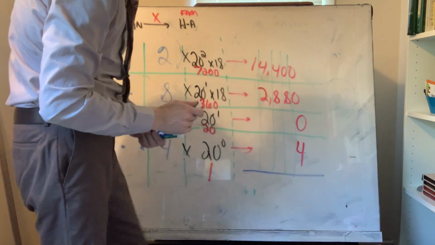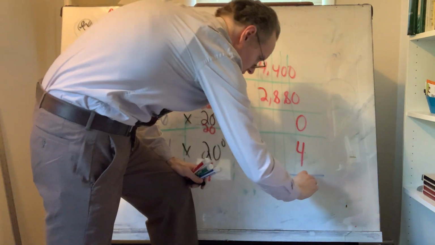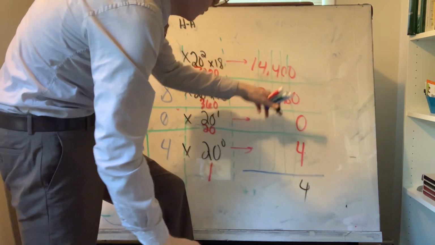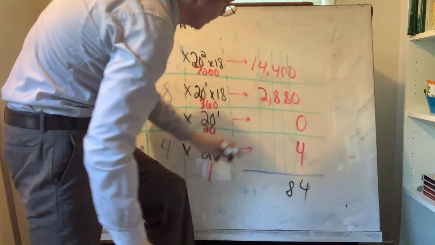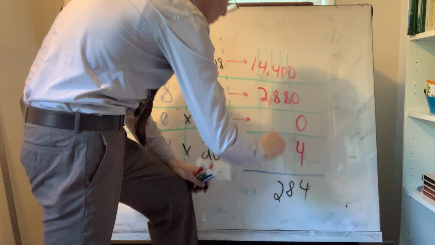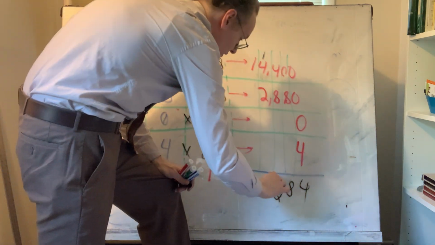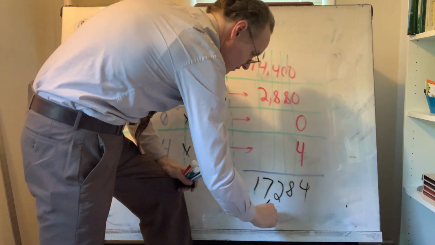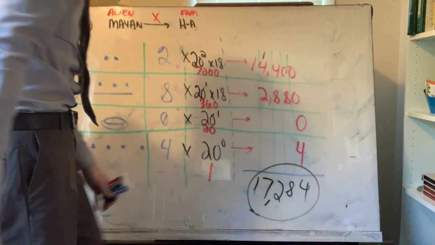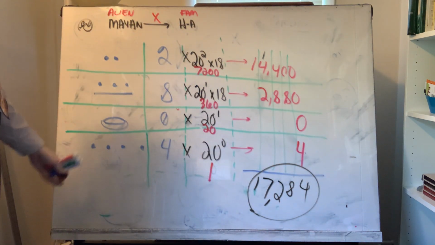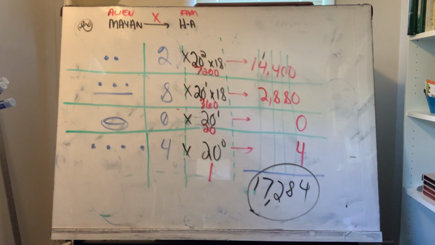So what do you get? If you add 0, 0, 0, and 4, you get 4. If you get 0 and 8, you get 8. If you get 4 and 8, it's 2, carry the 1, and it's 7, and then carry down the 1. 17,284 is illustrated in Mayan here. 17,284.